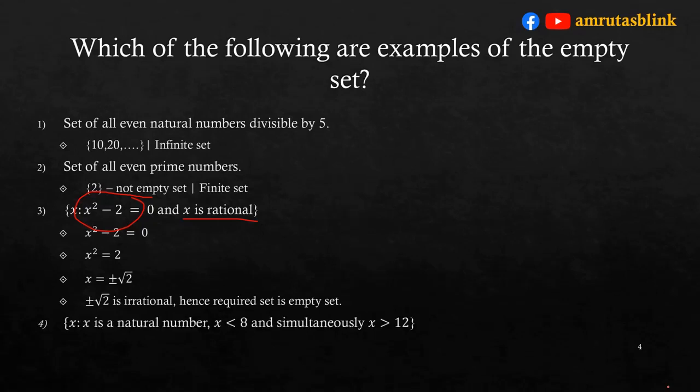Moving to next question. x is a natural number, x is less than 8 and simultaneously x is greater than 12. Now can we find out such a number which is less than 8 and at the same time it is greater than 12? No, it is not possible. Hence this set will be an empty set. So out of the given 4 sets, only question number 3 and question number 4 are empty sets.